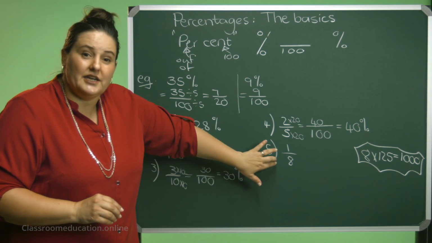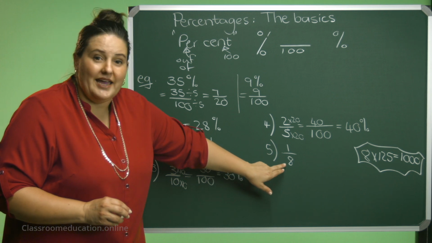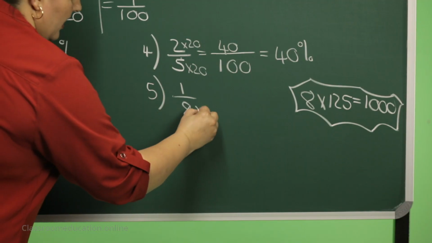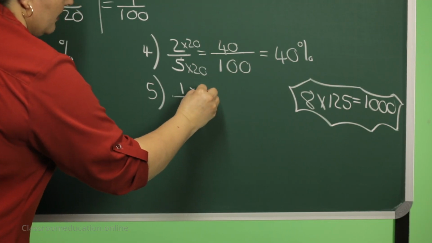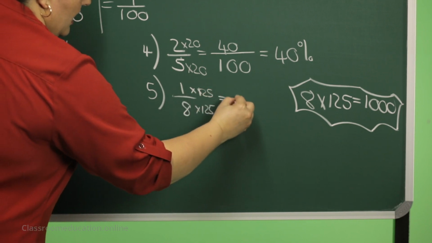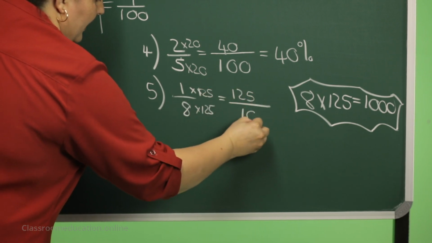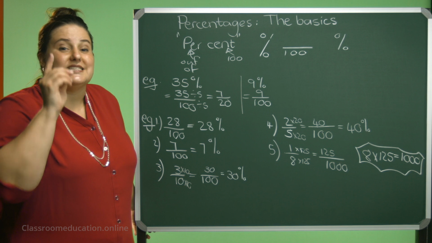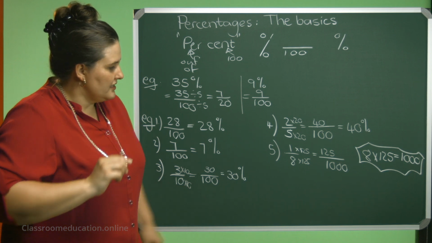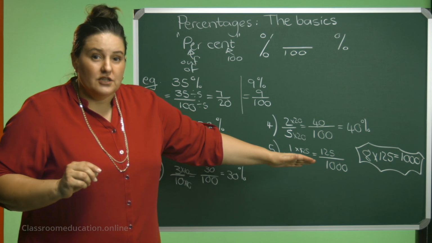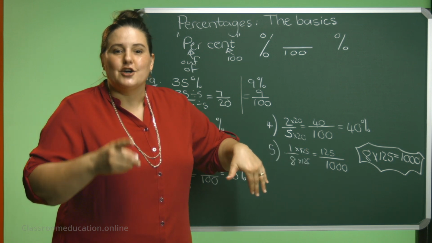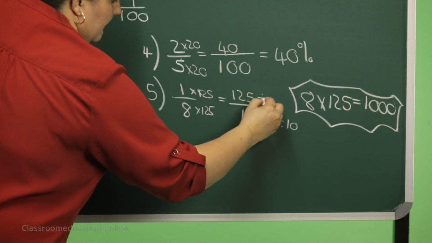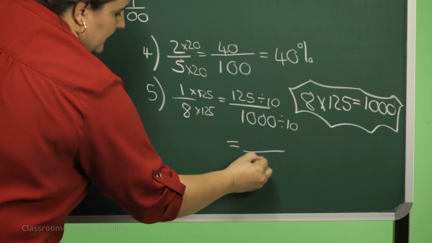Okay, so how are we going to deal with the 1/8? Change the 8 to 1,000 by multiplying by 125. So I multiply by 125, the top and the bottom. So I will have 125 out of 1,000. But we still have a problem because percentages means it's out of 100. So how can I change the 1,000 so it is out of 100? Correct. Divide by 10. So if I divide by 10, I will then have 100 here.